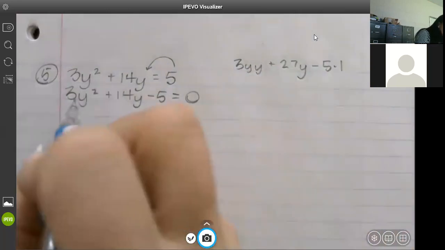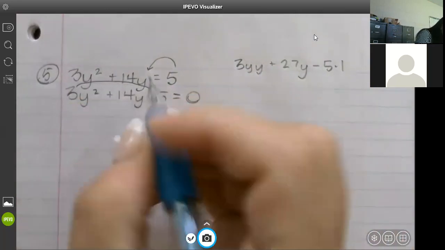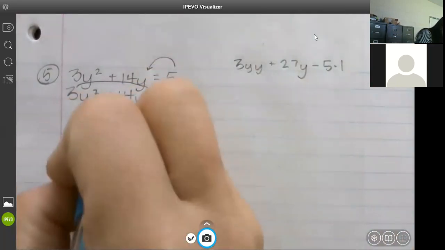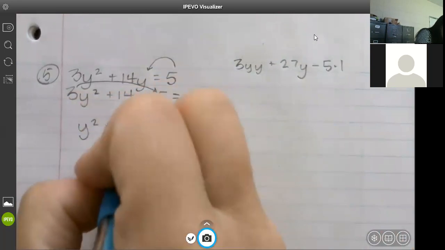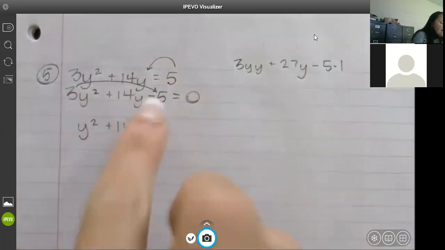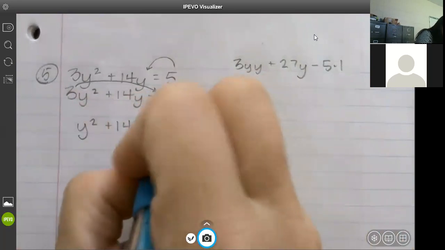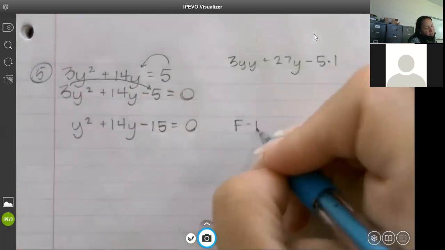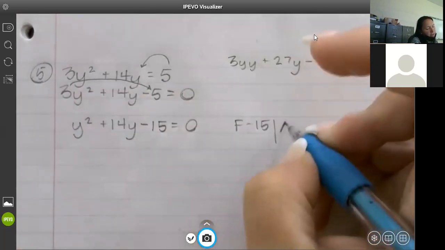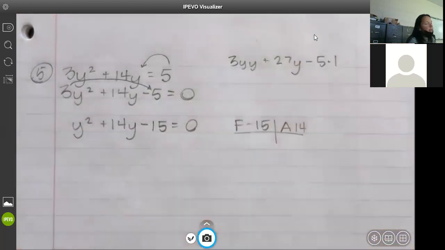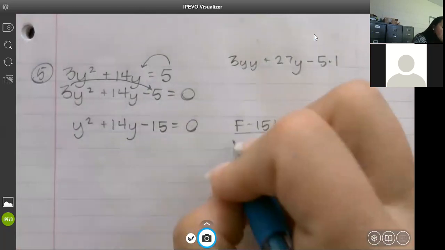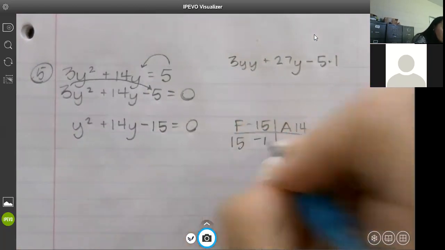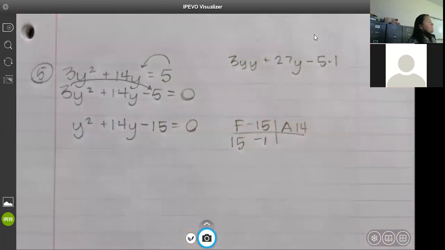Okay, so we're going to slide it over. We get y squared plus 14y. Multiply these. 3 times negative 5 is negative 15. What that does is it makes it cheater method. So we're going to do factors of the last that add to the middle. Again, you're very good at that. I'm going to go ahead and tell you those factors are 15 and -1.